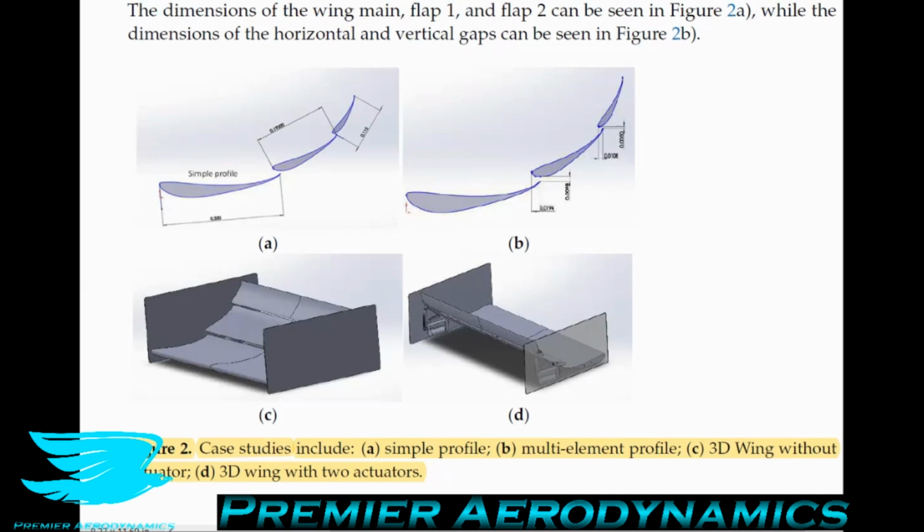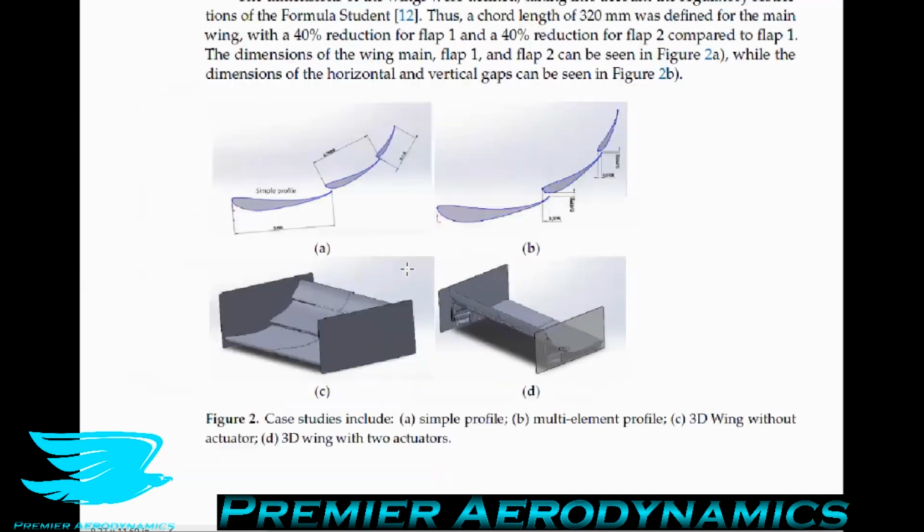So the dimensions of the wings were defined taking into account the regulatory restrictions of the Formula Student rules. Thus, a chord length of 320 millimeters was defined for the main wing, with a 40% reduction for the second element and a 40% reduction for the third element. I'll zoom out a little bit here and let's move on.